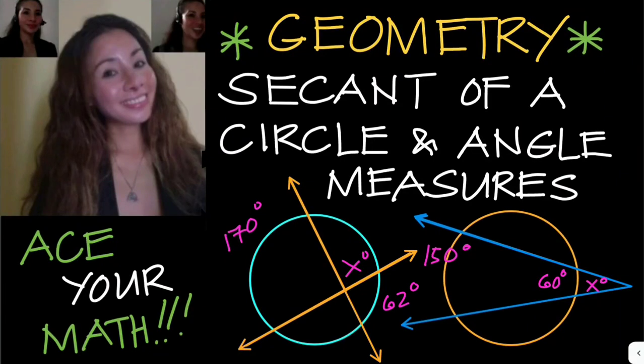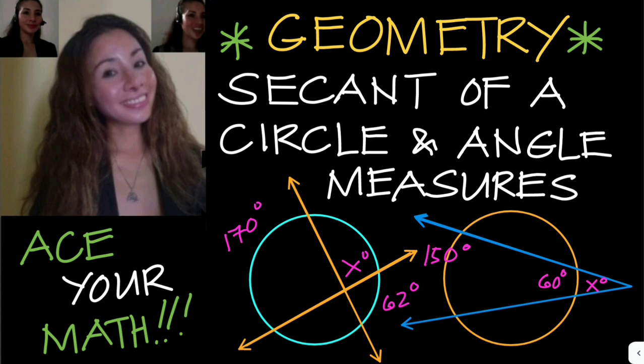In this video, you will learn how to solve the angles that are formed by the secants of a circle. So it could either be two secants intersect inside a circle, or two secants intersect outside a circle.